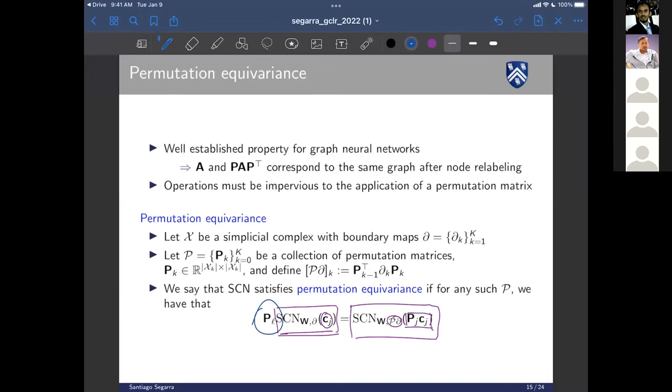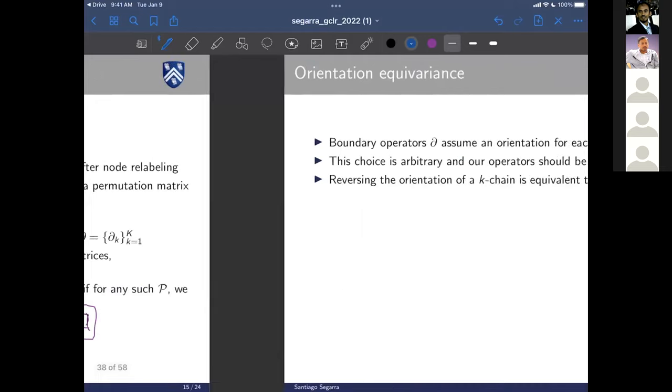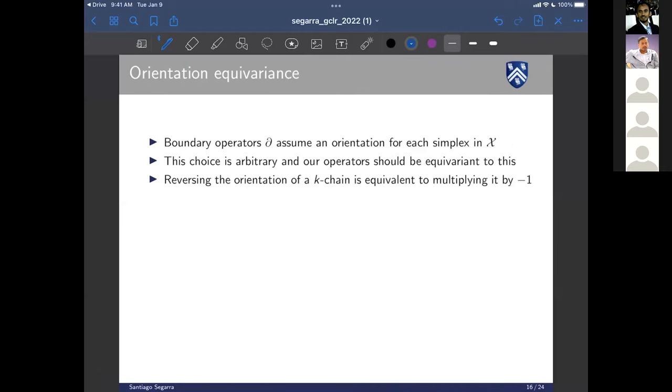Good, this is the first one. The second one is orientation equivariance, which is inspired by that skew symmetry property that we talked about some minutes ago. So the boundary operators indeed assume an orientation for each simplex, right?